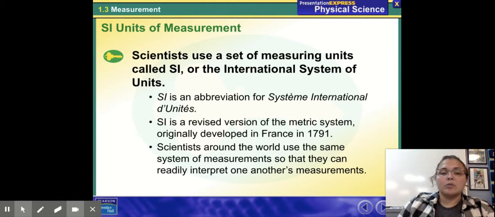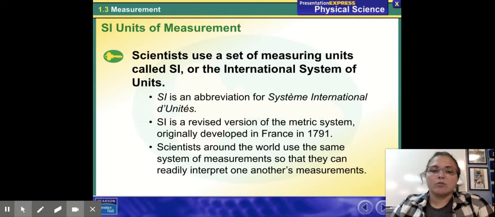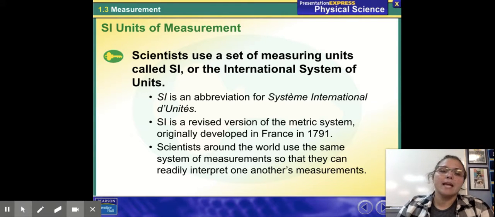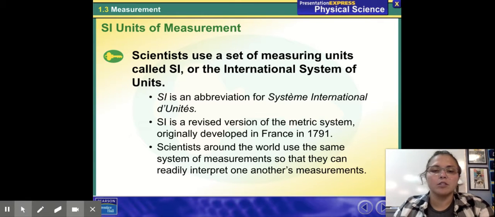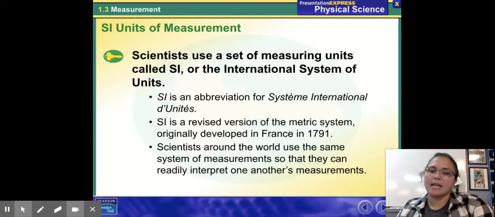Scientists all use a set of measuring units called the SI system, the International System of Units. SI is an abbreviation for Système International d'Unités, which is French. SI is a revised version of the metric system, and it was originally developed in France in 1791.